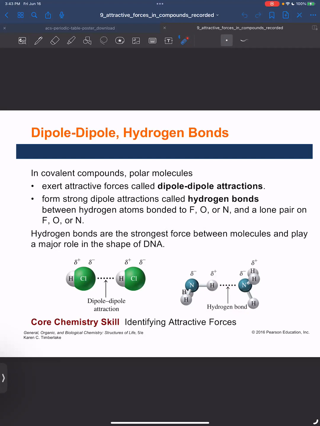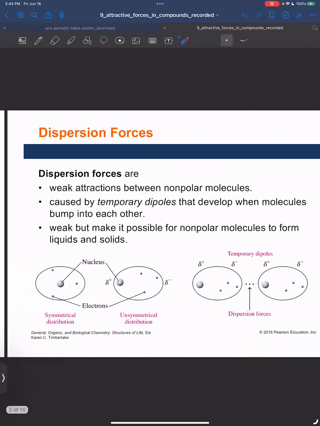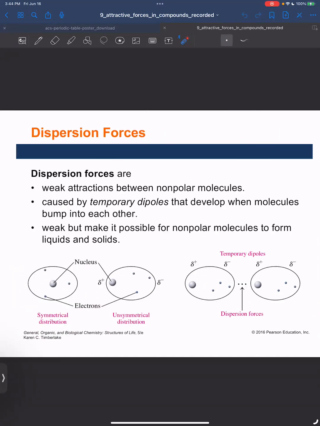Here we see hydrogen chloride. This doesn't have nitrogen, oxygen, or fluorine, so this would not participate in hydrogen bonding, but rather this would just be classified as a dipole-dipole attraction. And hydrogen bonds are the strongest force between molecules and play a major role in the shape of DNA and also of proteins.